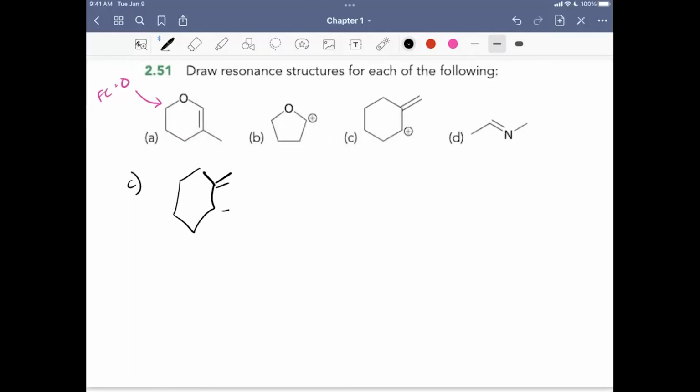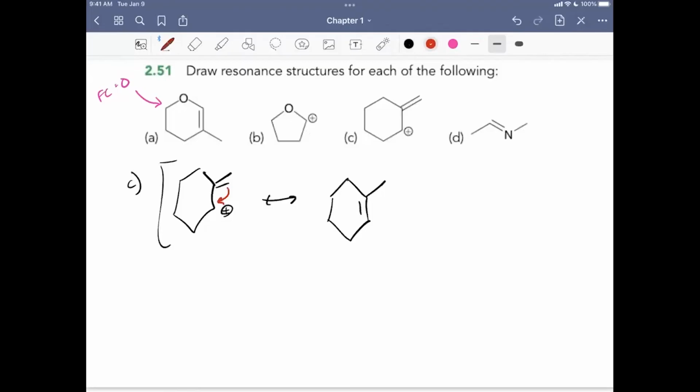Hopefully resonance structures are getting a little bit easier for you guys. This one we have an unfilled octet for one of our carbons, and we have a pi bond right next to it. So we can pull that pi bond out from its double bond. And where should that plus end up?